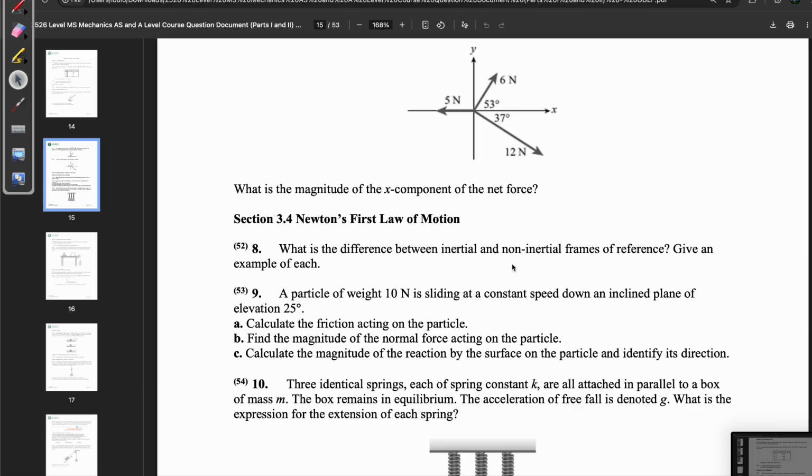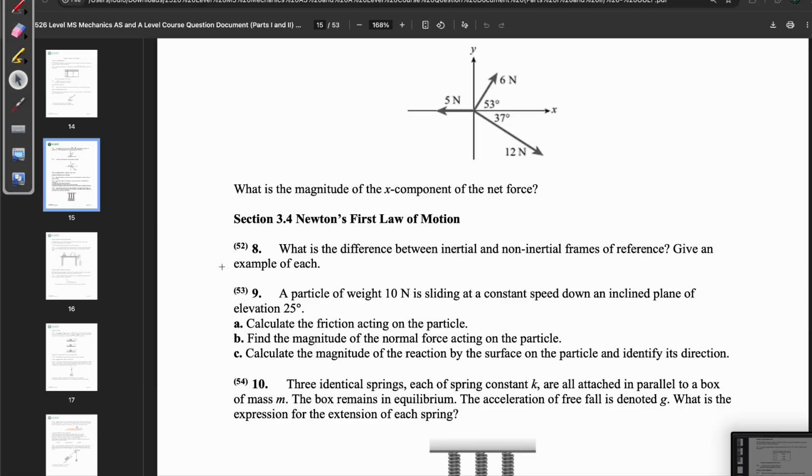What is the difference between inertial and non-inertial frames? Inertial frames of reference are frames of reference which are not accelerating with respect to the Earth. So let's say I have a book resting on a table, that is an inertial frame. A non-inertial frame is a frame of reference which accelerates with respect to the Earth. So, for example, if someone is running, like a jogger, that's a non-inertial frame of reference.